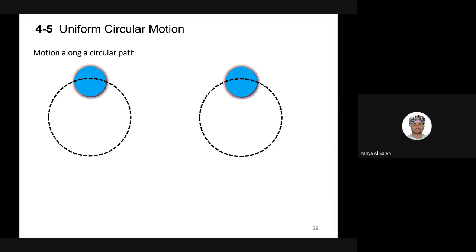Somebody asked me about circles at the beginning of this lecture. He said, what about if we're going in a circle? When we look at circular motion, there are two types. Take a quick look at this screen and tell me what are the differences between the two motions.